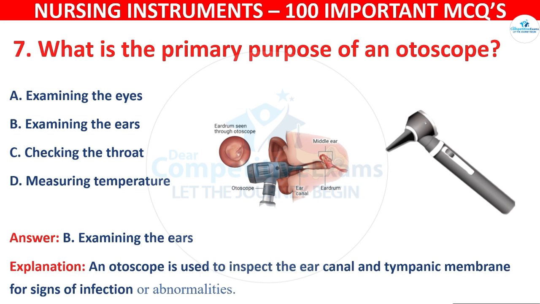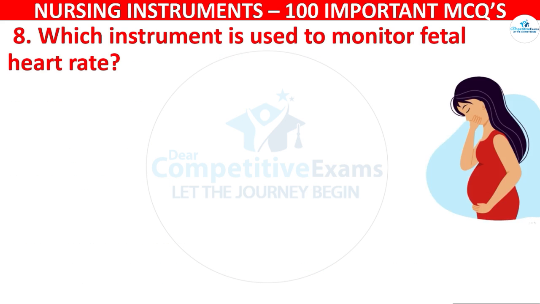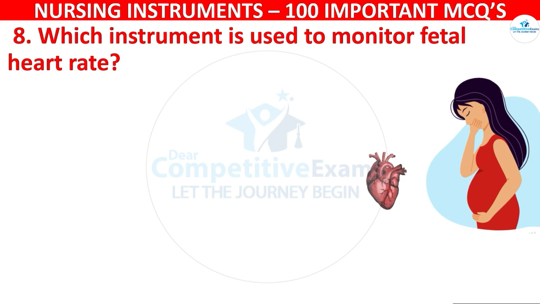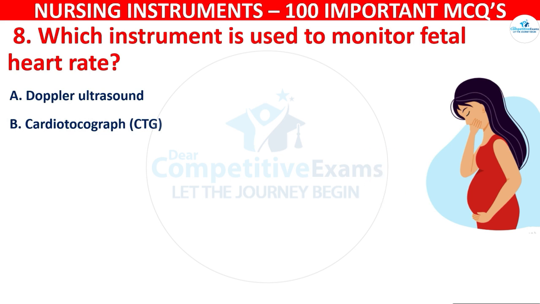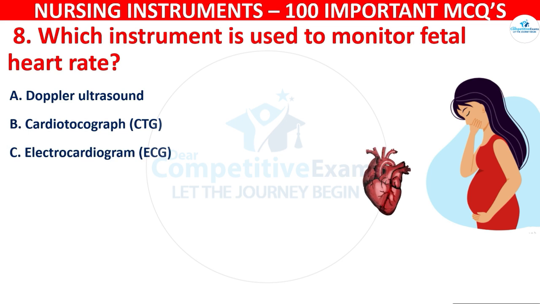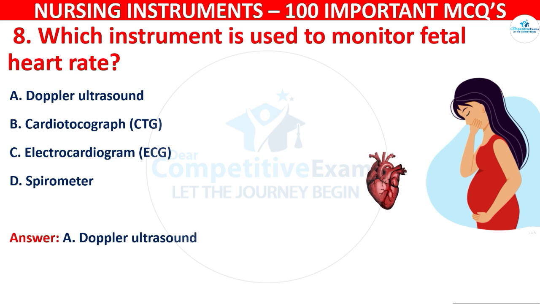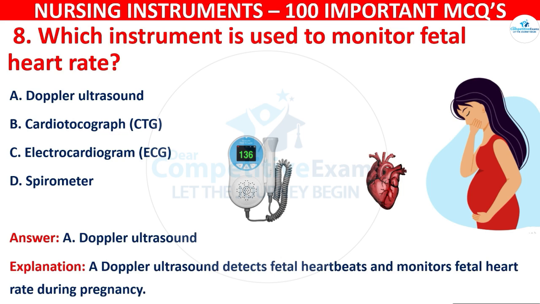Question number 8. Which instrument is used to monitor fetal heart rate? Your options are Doppler ultrasound, cardiotocograph, CTG, electrocardiogram, ECG, or spirometer? The correct answer is A, that is Doppler ultrasound. A Doppler ultrasound detects fetal heartbeats and monitors fetal heart rate during pregnancy.